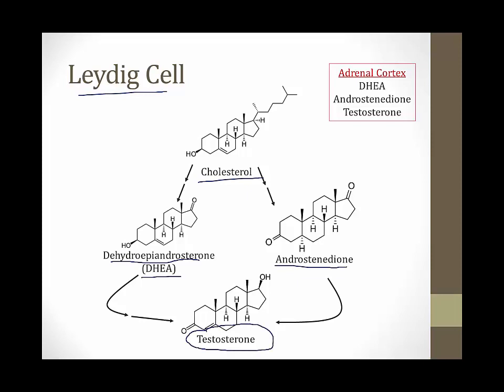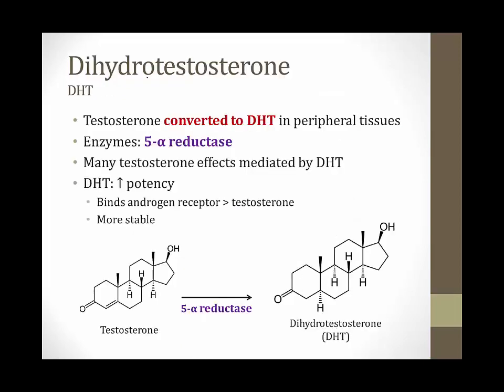Now, I just want to point out here that in males, the major source of androgens is the testes. However, androgens also come from the adrenal cortex. DHEA, androstenedione, and testosterone can all be produced in the adrenal cortex, and especially in females, this is a very important source of androgens for the human body. There is another androgen called dihydrotestosterone, or DHT, which is synthesized largely in the periphery.